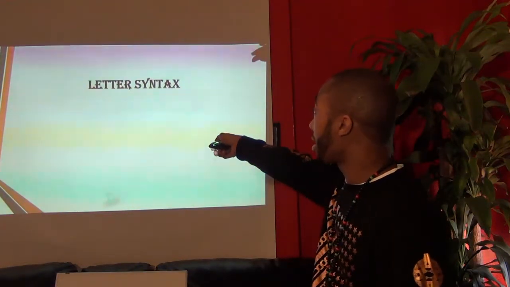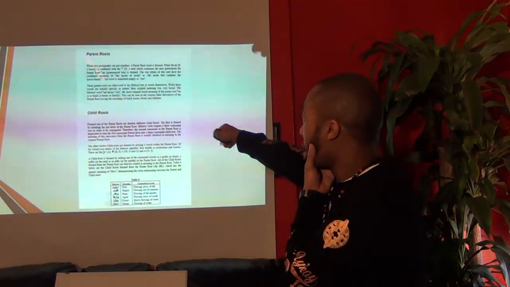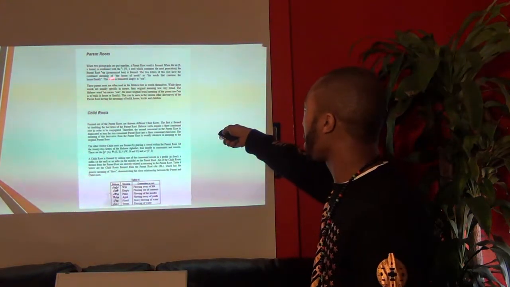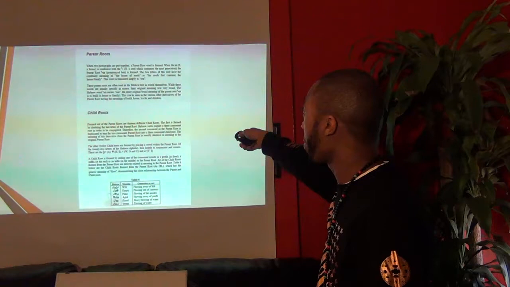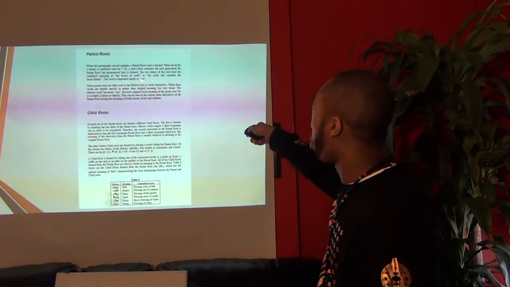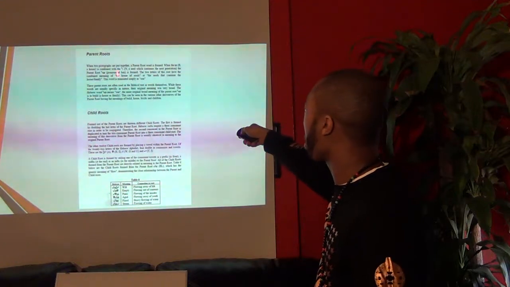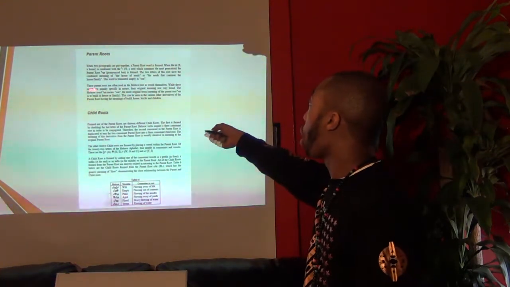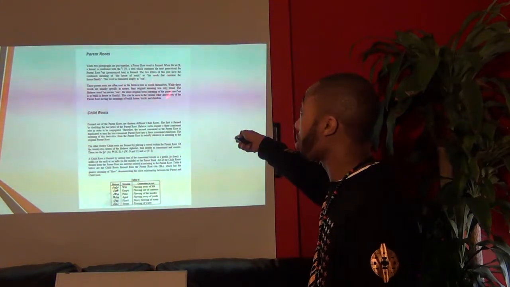Alright? So looking at letter syntax, we have to understand about roots. Parent roots, child roots, and adopted roots. Alright? When two pictographs are put together, a parent root is formed. Alright? When a bet is combined with a nun, the parent root, ben, is formed. The two letters of this root have the combined meaning of the house of seeds, or the seeds that continue the house family. The parent roots are often used in biblical texts as words themselves.